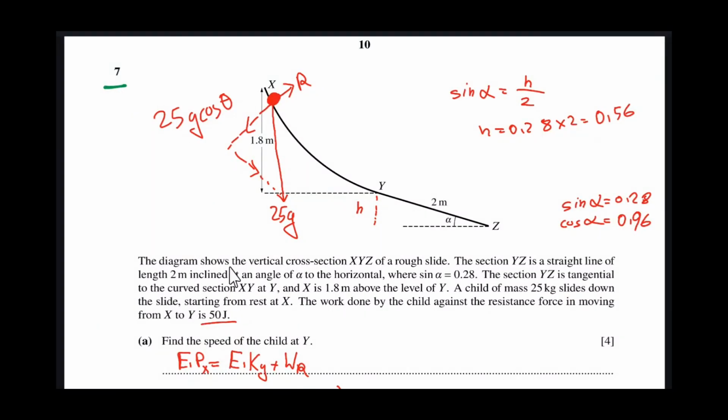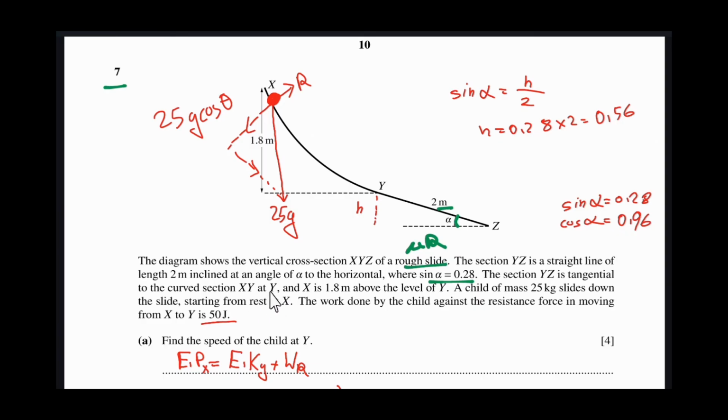Number 7. The diagram shows the vertical cross section XYZ, that is X, Y and Z, of a rough slide. So the slide is rough, that means there is an effect of friction, that is mu R. The section YZ, that is this slide, is a straight line of length 2 meter, inclined at an angle of alpha to the horizontal, where sin alpha is given. So we know that sin alpha is this value. The section YZ is tangential to the curve XY at Y. So basically this statement states that XY is a curve and this is a tangent to the curve, but we do not need this statement right now.